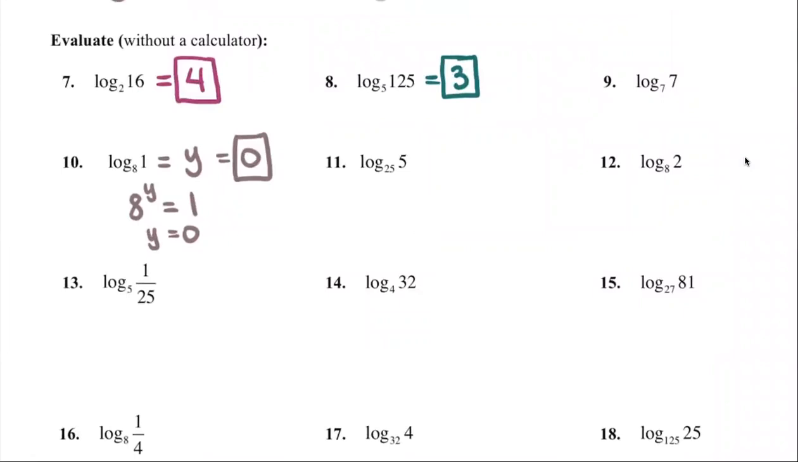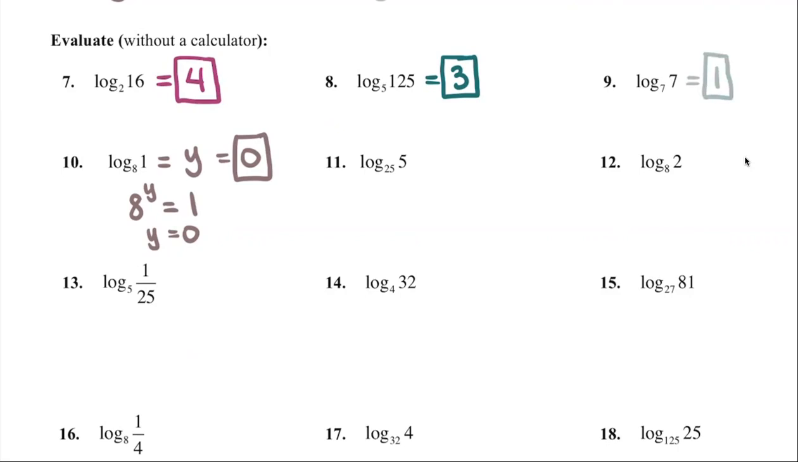So log 7 to the 7th power, we'll give you 7, or log 7 7. So 7 to the power of what will give you 7? So 1. There you go. Good. And your thought process is excellent. It's just 7 to what power gets you 7? That's equal to 1. Okay.